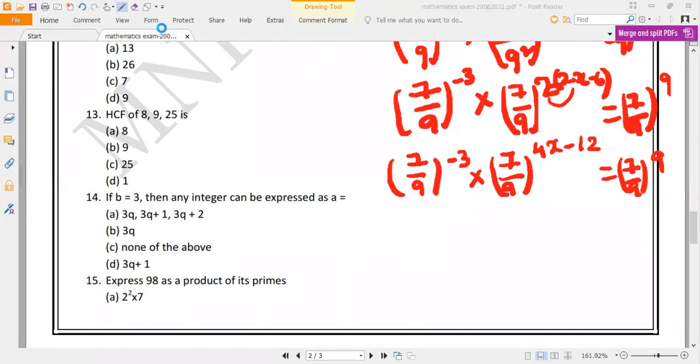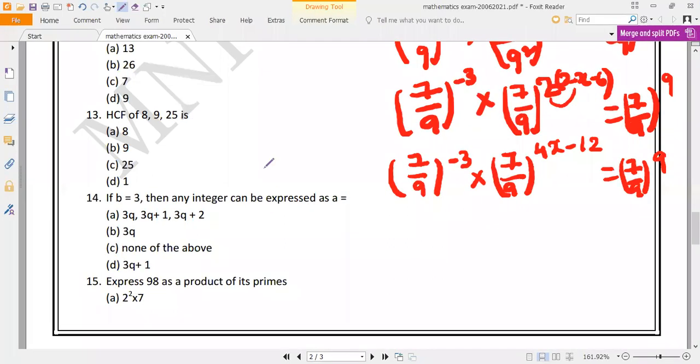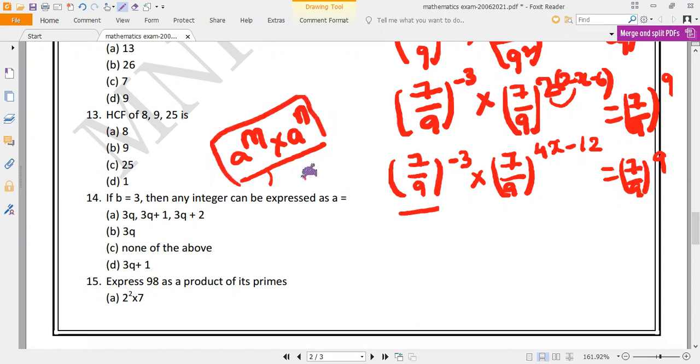See the expression. It is a power m into a power n. What is the value of a power m into a power n? A power m plus n. Yep, equal to a power m plus n.